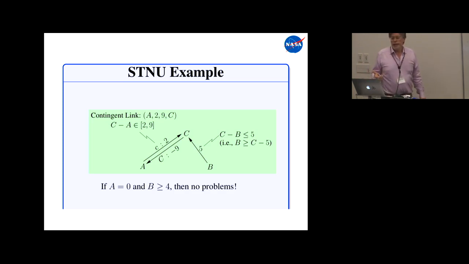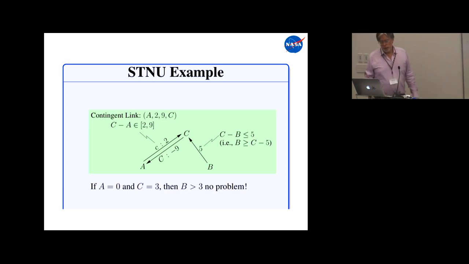Now, can we do better than that? Because remember, one of the requirements of a dispatcher is you don't want to tell the executive that you can't execute something when you really can. So you want to maintain the flexibility of your plan. Can we do any better than just say, okay, we're going to execute B greater than or equal to 4? Well, you can make it a little bit better.